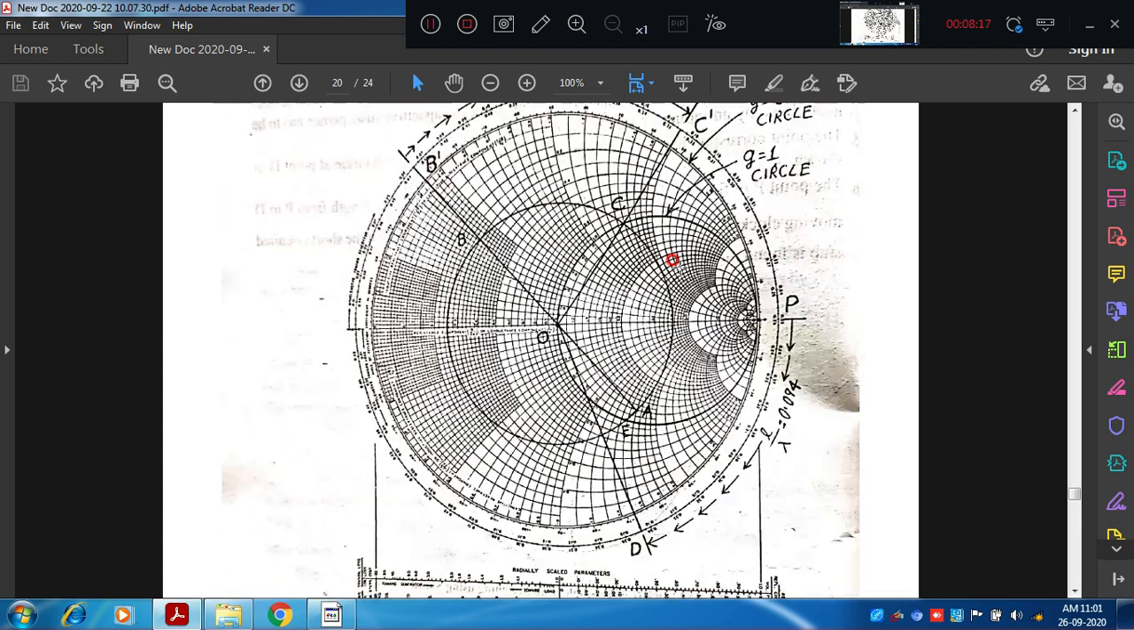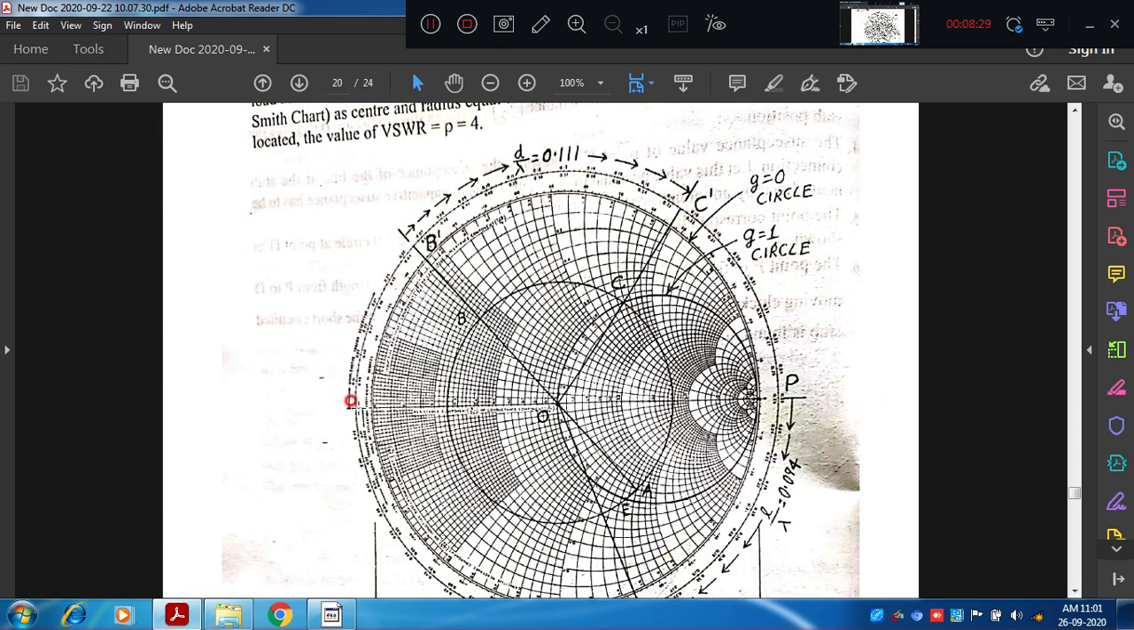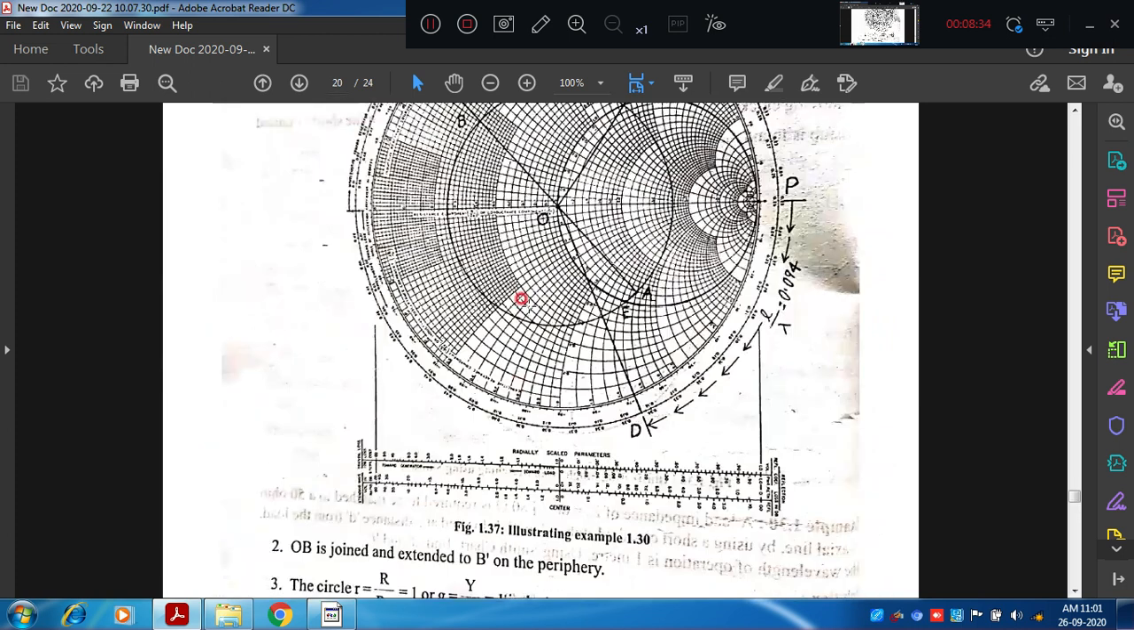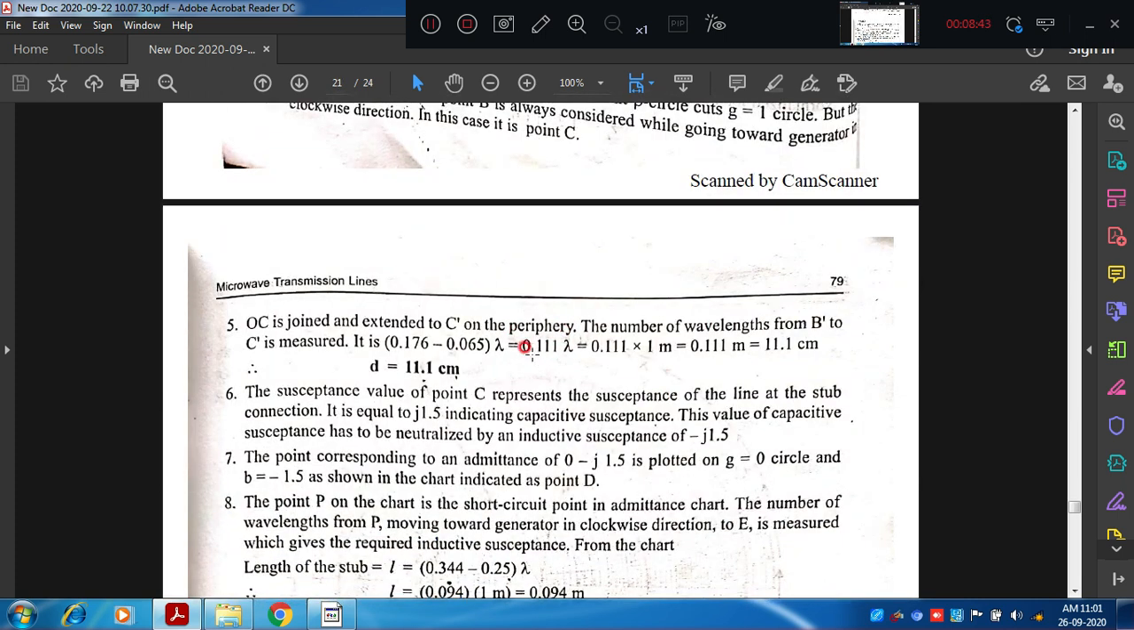See here now, what are the exact values. This is D by lambda: it's 0.176 minus 0.065, meaning from here to here it is 0.176, and here to here it is 0.065. If I subtract that much, how much will I get? Here it is 0.111 lambda, right? We know the value of lambda is 1 meter, so it is 0.111 meter. Expressed in centimeters, it is 11.1 centimeter. So this is the D value, right?